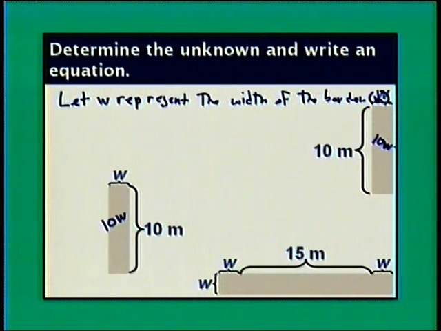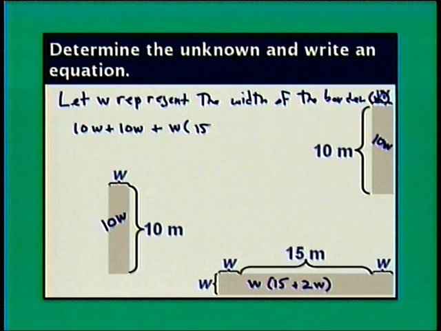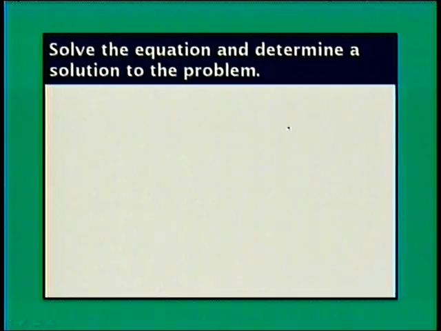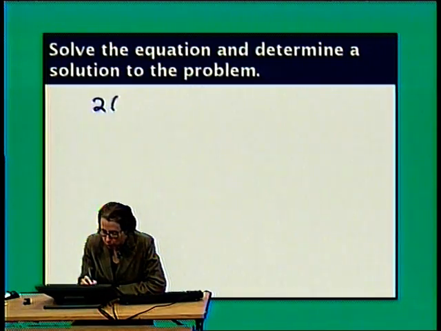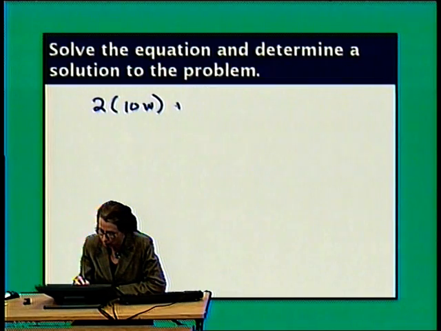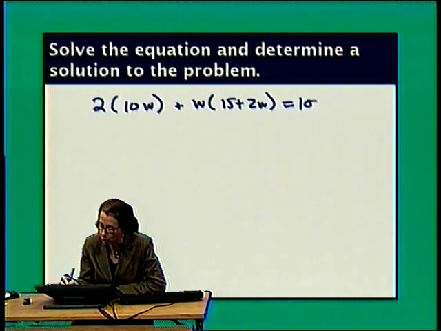Now let's look at the long part of our walkway. Well, the length is going to be 15 meters plus 2W. The width is W. So the area of our walkway is going to be 10W plus 10W plus W times (15 plus 2W). And when I add that all up, that should equal 100 square meters. So here's the quadratic equation that I'm going to solve. I had 2 of those 10W square meter bits plus the long part of the walkway, which is W times (15 plus 2W). That equals 100 square meters.